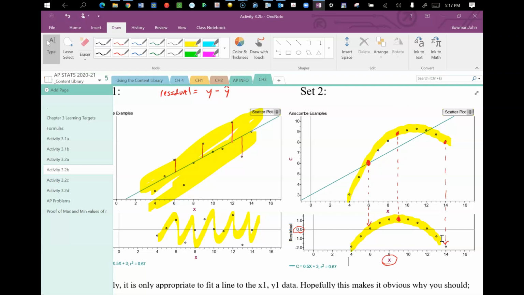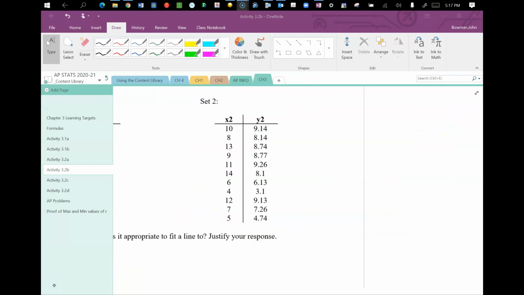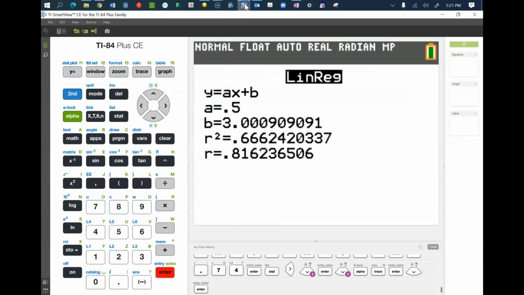So the next thing I'm going to do is take this data here, and I'm going to show you how to make a residual plot on your calculator. If you haven't already done so, what I would like you to do is to enter the data from set 2 into two lists in your calculator, make a scatter plot, and then find a line of best fit, and then I will show you how to make a residual plot.